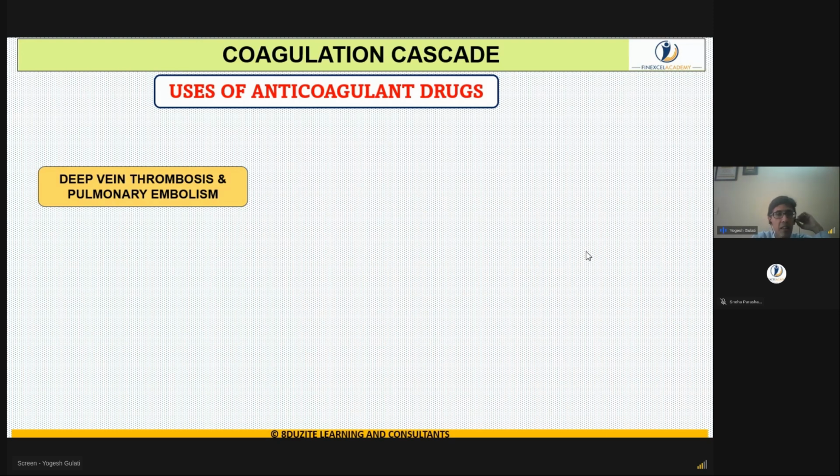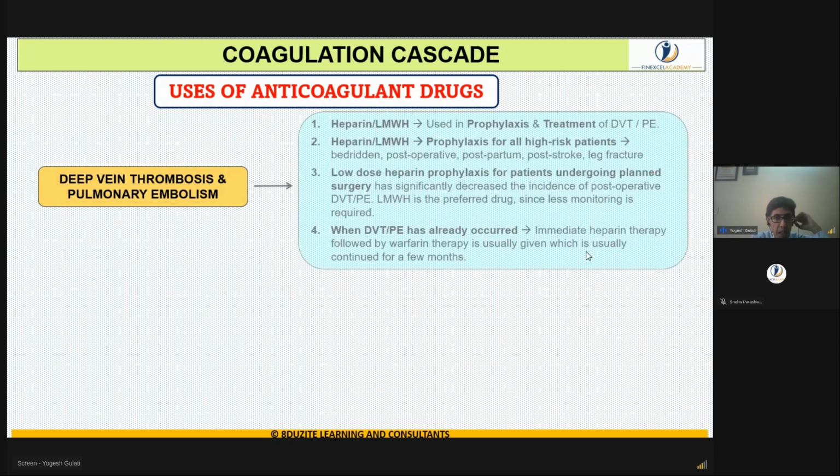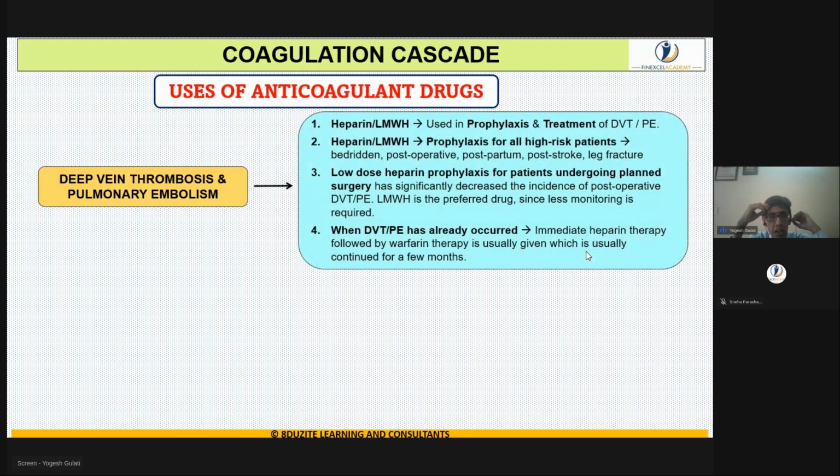So in the deep veins, thrombosis occurs, and some part of the thrombus breaks off, travels with the blood, and gets stuck in the brain, heart, or different organs, which is embolism. Pulmonary embolism gets stuck in the lungs. So deep vein thrombosis and pulmonary embolism. The drug of choice is heparin or low molecular weight heparin, used in both the prophylaxis and treatment of DVT or PE. DVT is deep venous thrombosis, PE is pulmonary embolism.